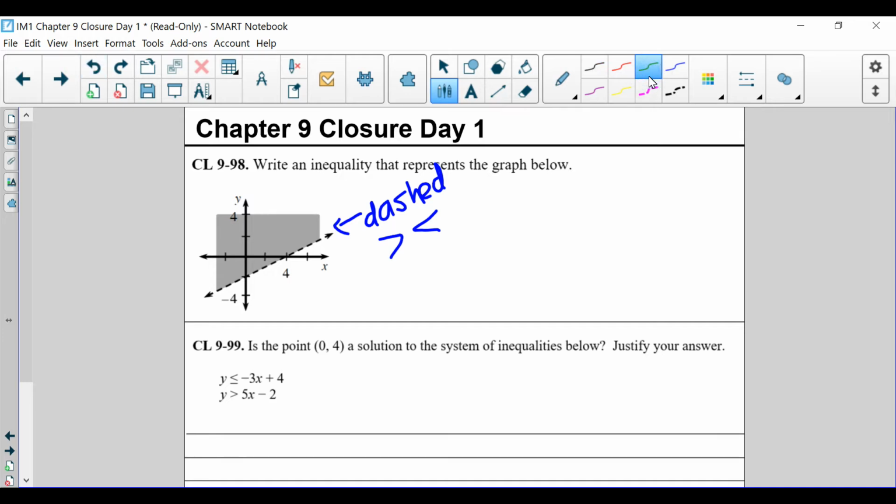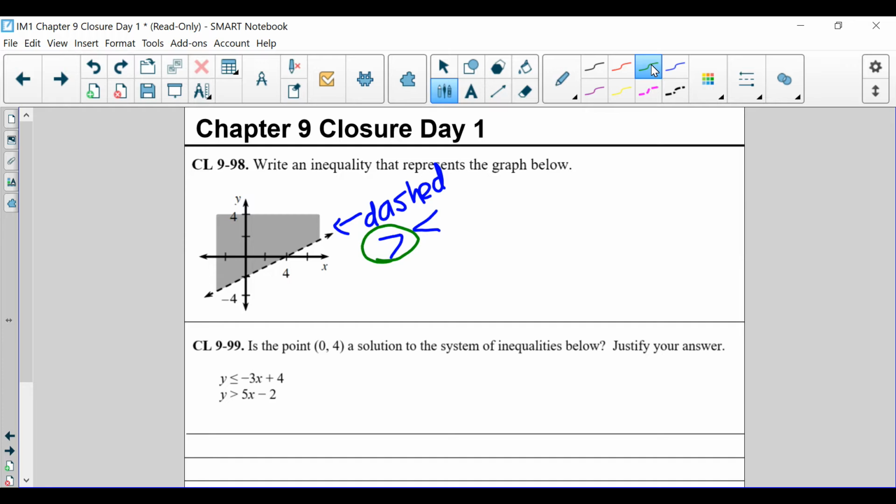Also, I want you to notice that it's shaded above the line. Since it's shaded above the line, that means that it is greater than, because something that's greater than is above that line. And then lastly, we're going to look at the y-intercept and the slope here, so that way we can get the inequality that we have here.